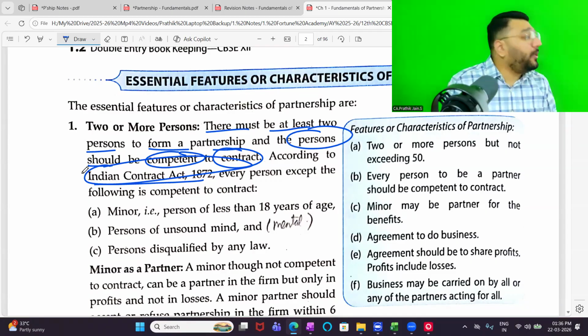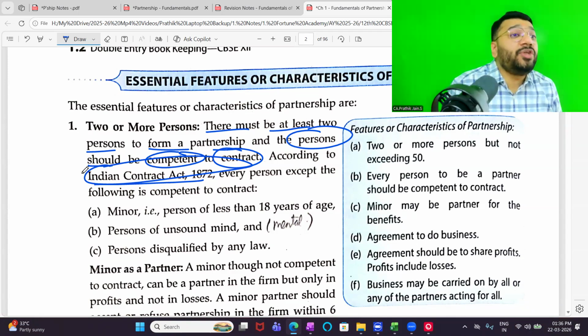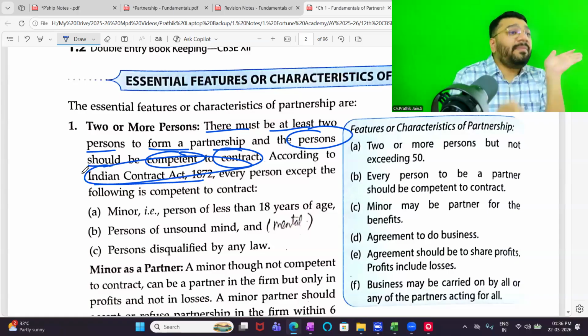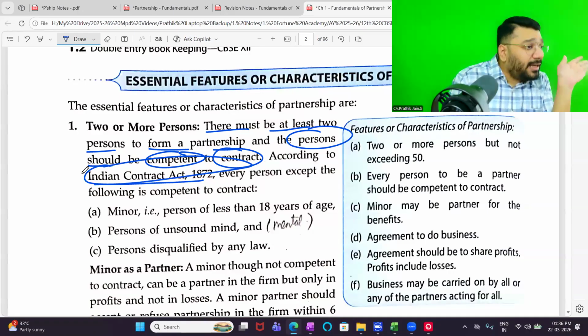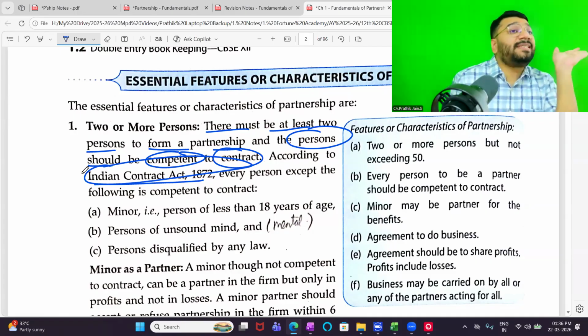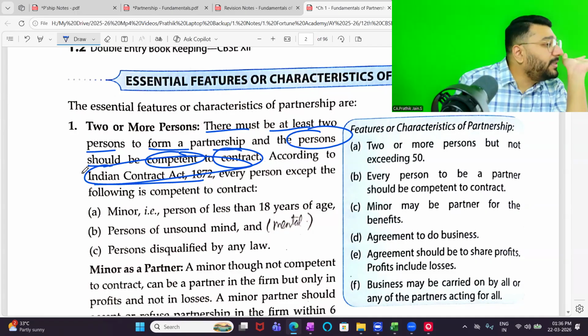If you want to enter into any contract, your guardian, which is your parents, has to sign on your behalf. If you sign an agreement, it is invalid. So let's suppose if I want to start a business with you and I take a signature from you, then that signature is invalid. It is not applicable. This is not tenable.